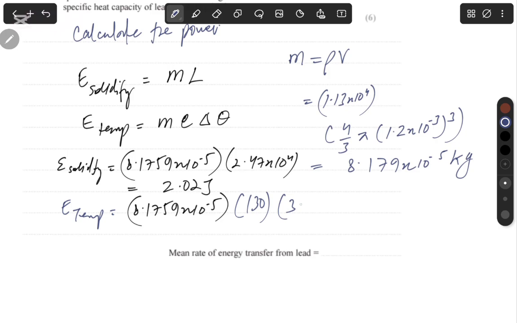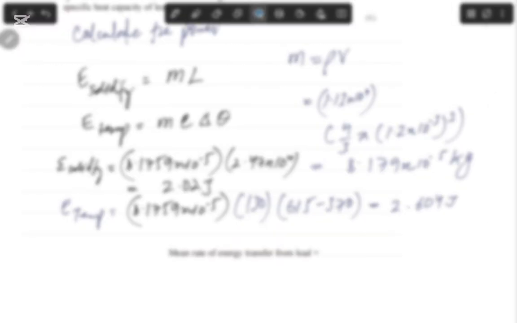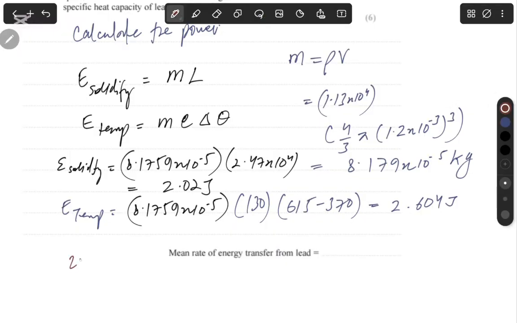So I'm going to do 615 Kelvin minus 370 Kelvin. I'm going to get 2.604 joules. So I'm going to add both the values and I'm going to get 2.02 plus 2.604.